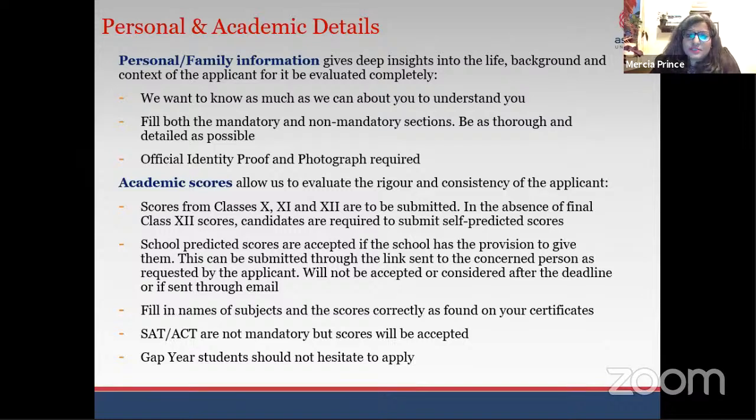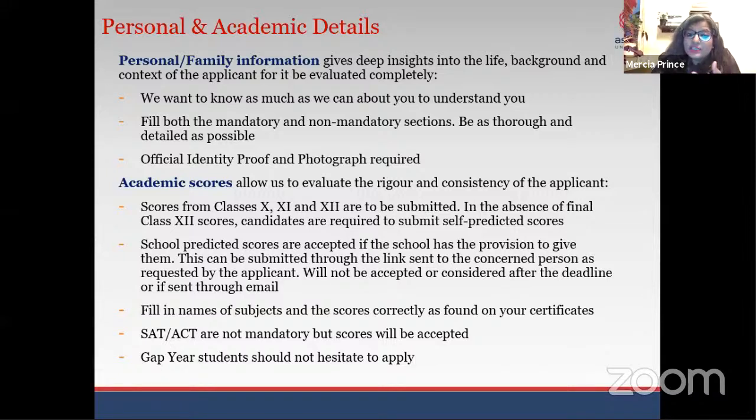We require you to submit some official identity proof and also photographs, like an official passport photograph. Please don't submit a group photograph or a photograph of an activity that you're doing. We need to see your face. We would like to see clearly what you look like. And there are other smaller things that you will notice as you look into this section. But the larger point behind it is, give us as much information so that we can get to know you.